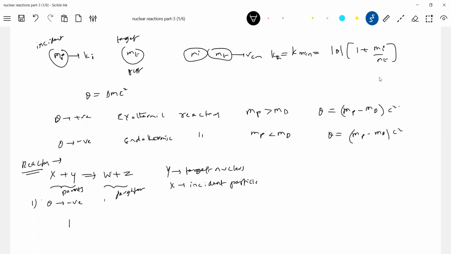In that case, what we write here is Kmin. So this should be equal to the minimum kinetic energy possessed by the incident particle. In this case, it should be equal to mod of Q times 1 plus mx by my. Do you agree? How to calculate Q? Again, the method is the same. Mx plus my.